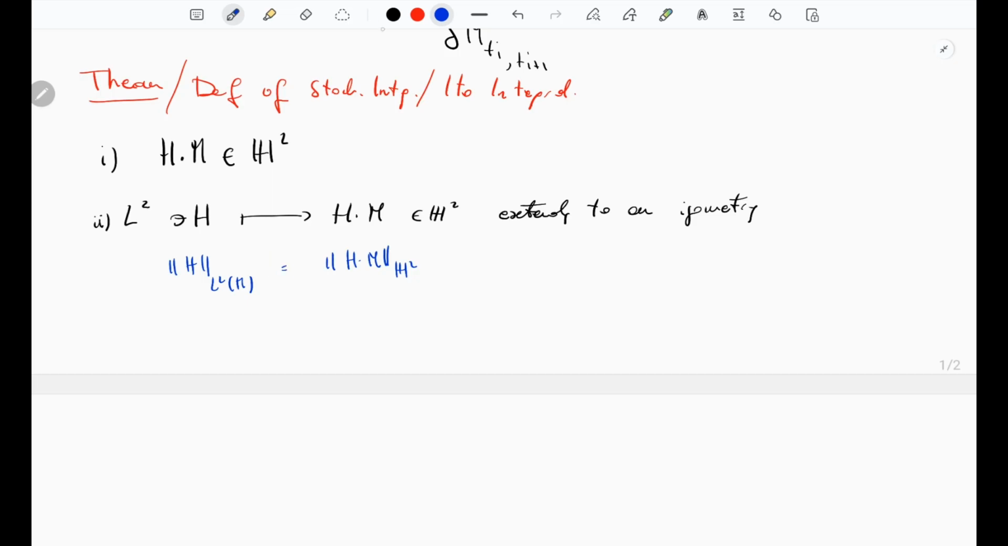Okay, does the norm exist? Yes. It's induced by a scalar product. Why? Because they're Hilbert spaces, as we just mentioned.